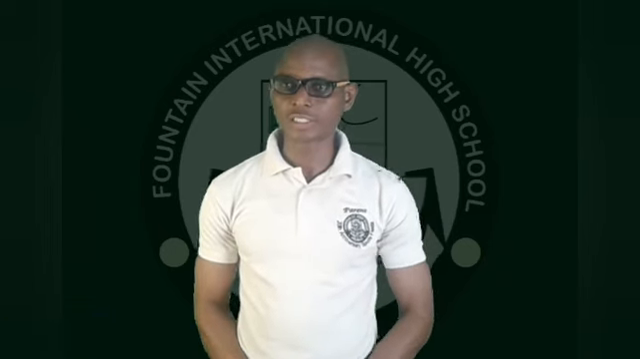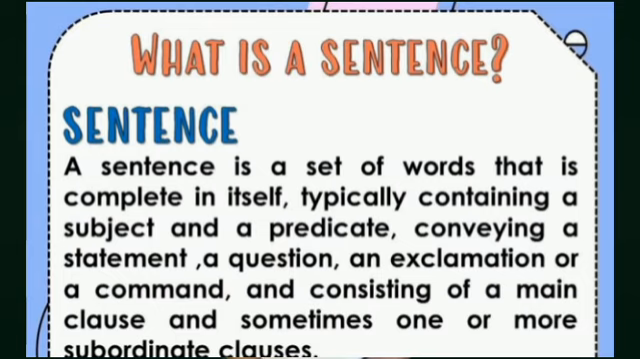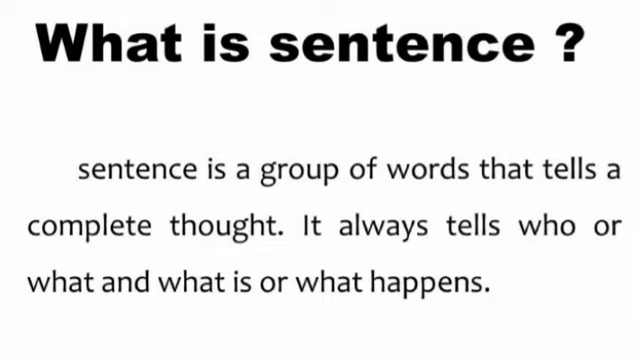And this particular period, we are going to be looking at sentence. What is a sentence? We say that a sentence is a group of words that has a subject and a verb. We can equally say that a sentence usually expresses a complete thought. That is to say that a sentence starts with a capital letter and ends with a full stop.